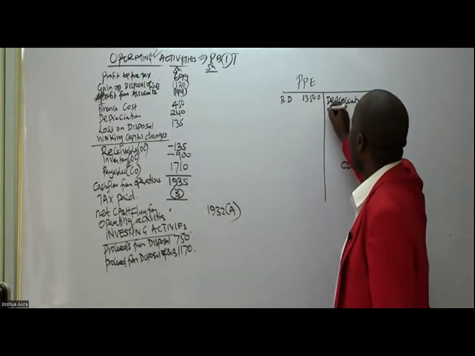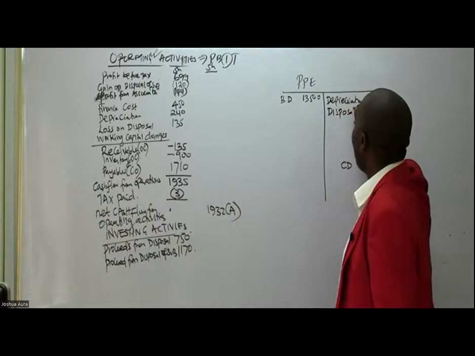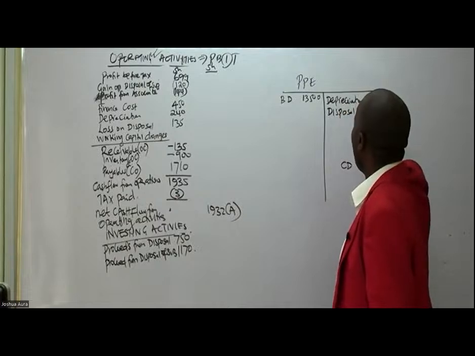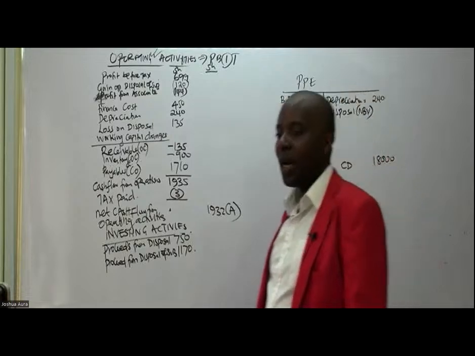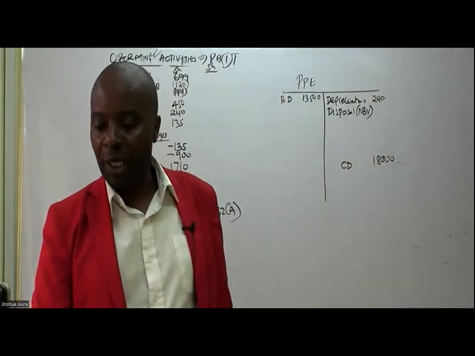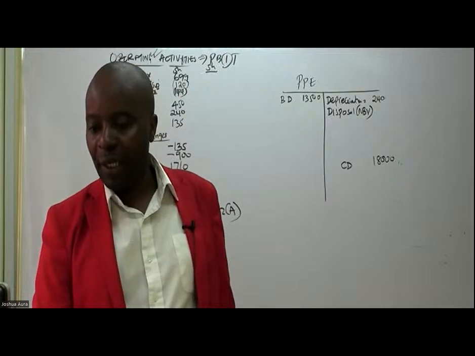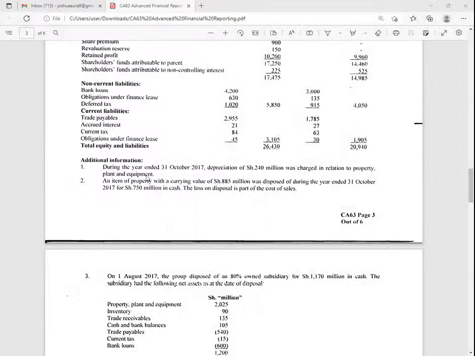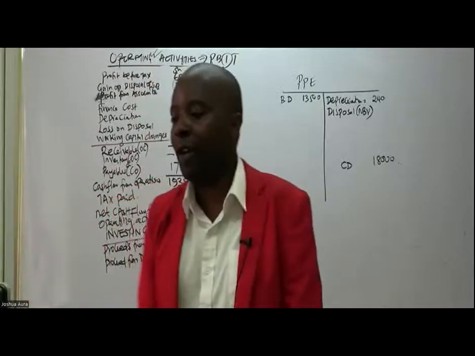Now, other things, ladies and gentlemen, we have disposals. So come and give us PPE disposed at net book value, or carrying amount, of the property, plant, and equipment that was disposed. This I should be able to get. They have told us here, in note number 2, an item of property with a carrying value of 885 was disposed. I'm interested in this carrying value, or net book value. So 885 is what I bring here.